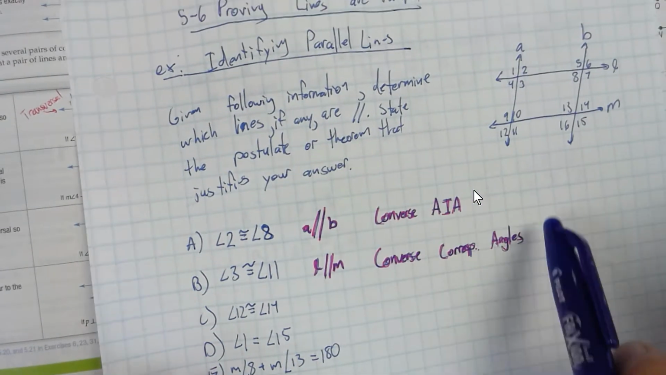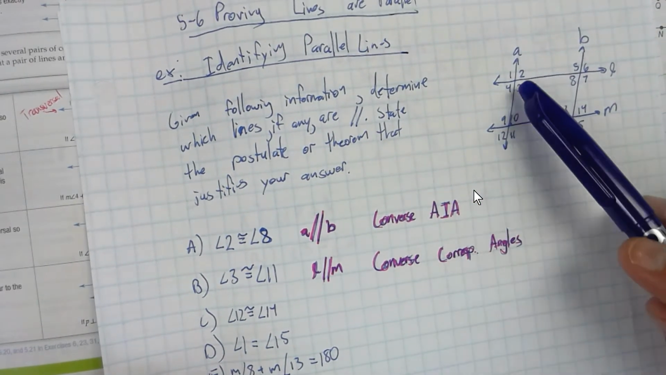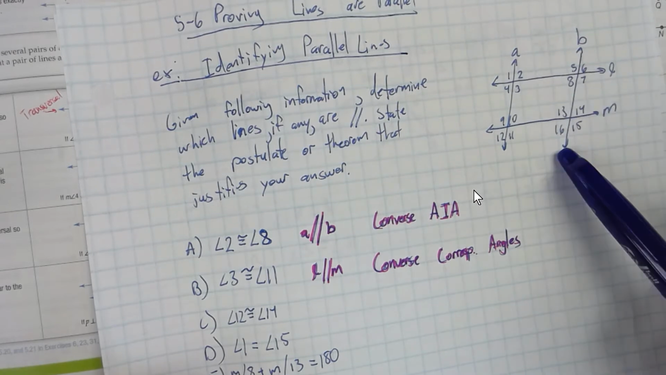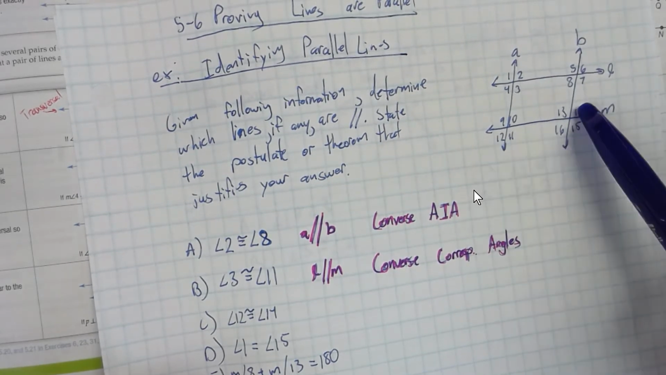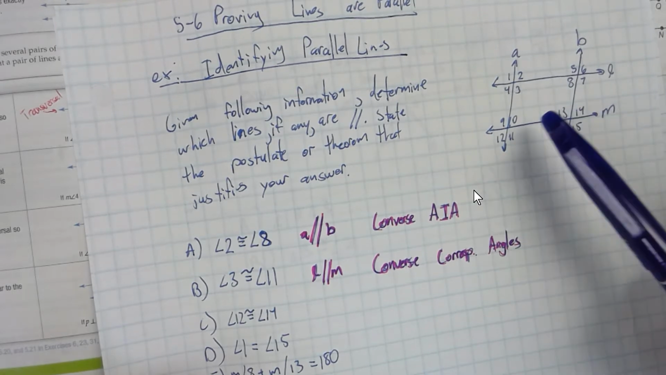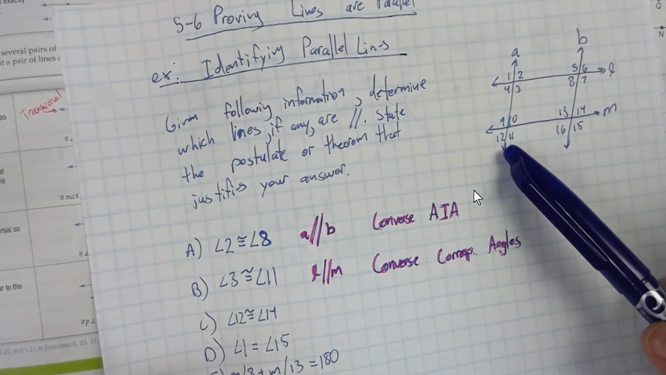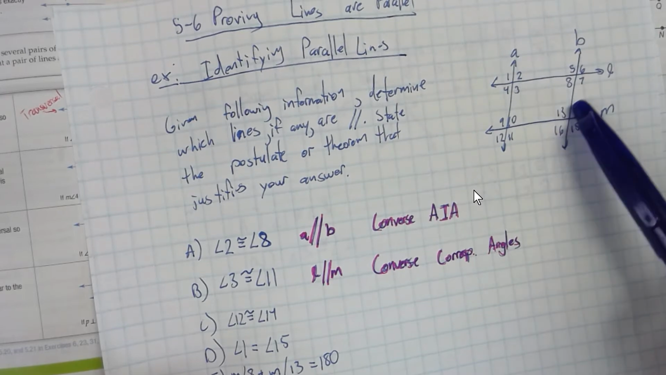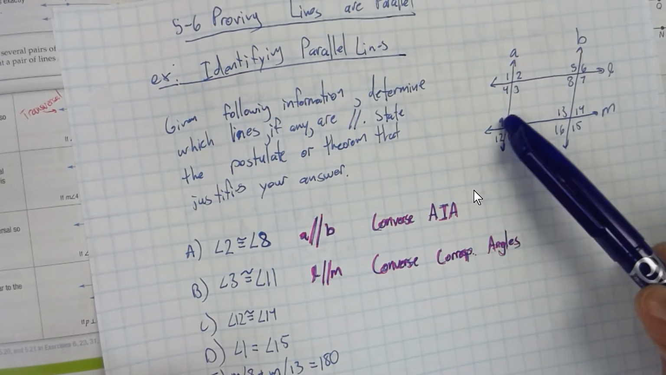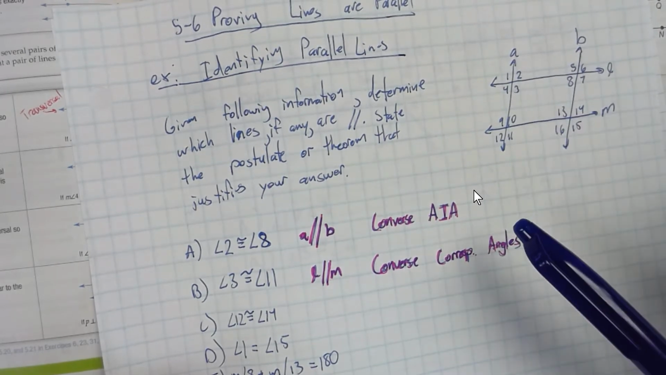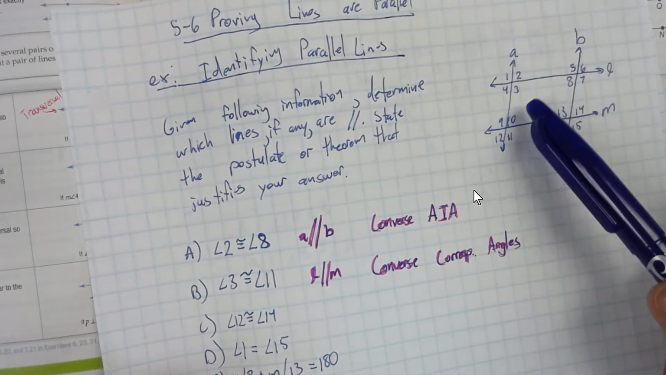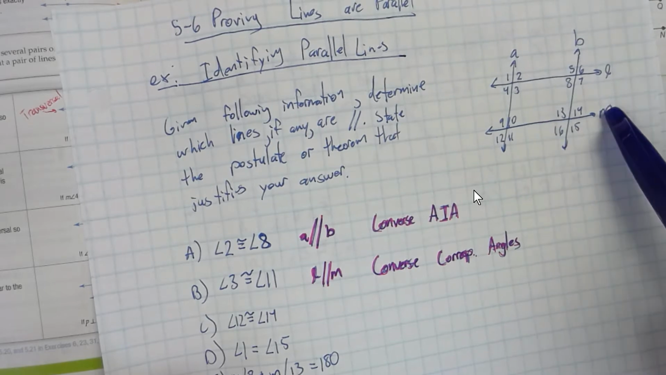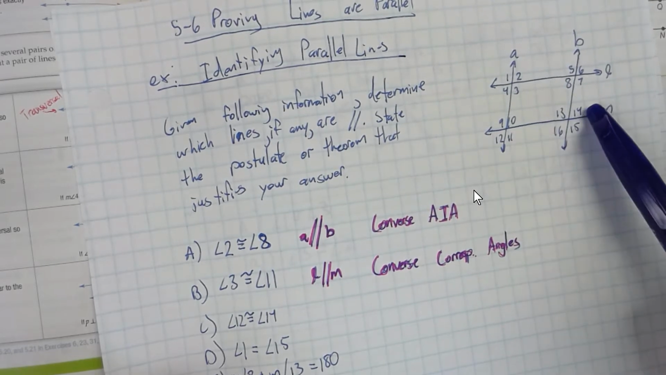Angles 12 and 14 seem like they belong to A and B, and they're connected by this transversal. So 12 and 14 being congruent, what does that look like? Well, it looks like they're not corresponding. 12 corresponds to 16 on these sets of angles made by lines A and B separated by this M transversal. So 12 and 14 are not corresponding.